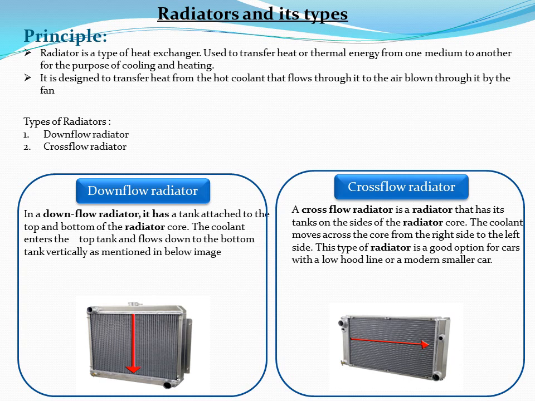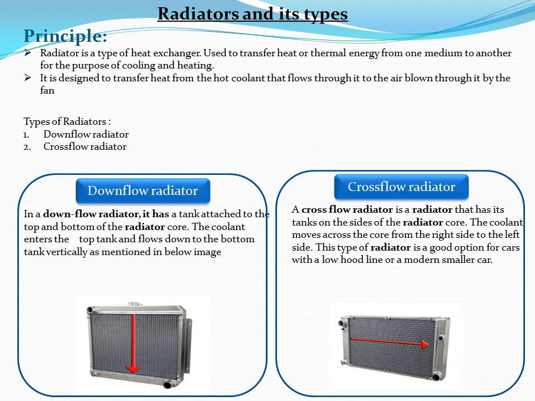In the downflow radiator, there is a tank attached to the top and bottom of the radiator core. The coolant enters the top tank and flows through to the bottom tank vertically, as shown in the image below.